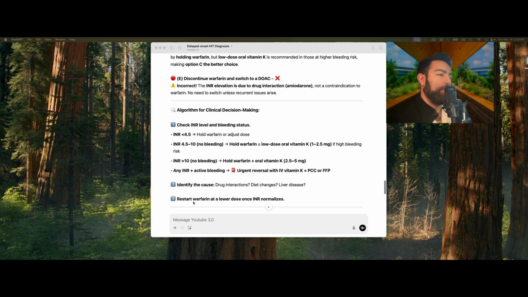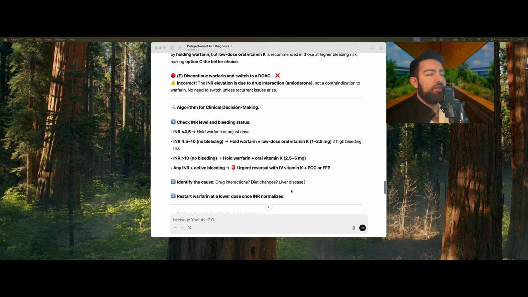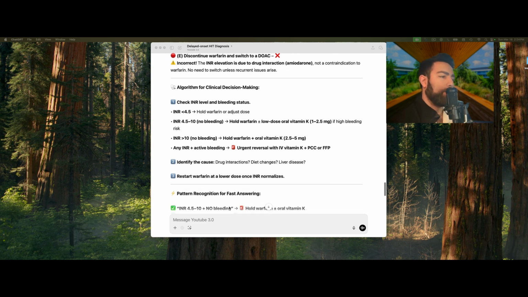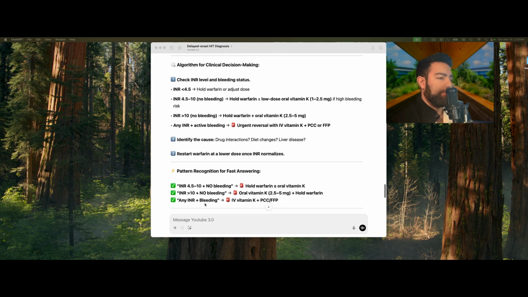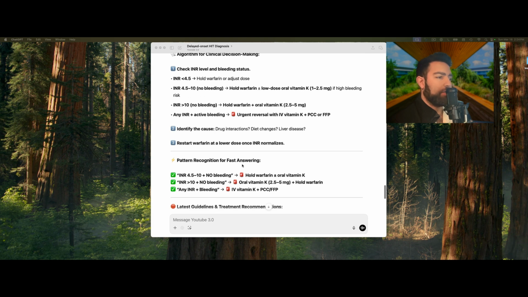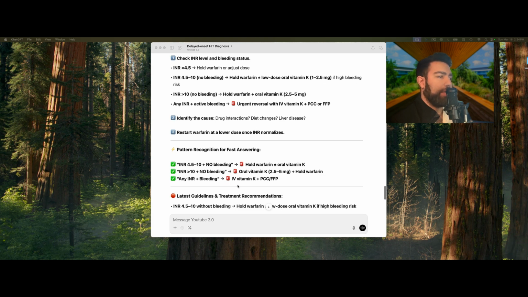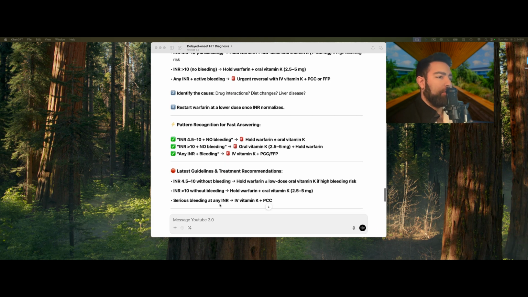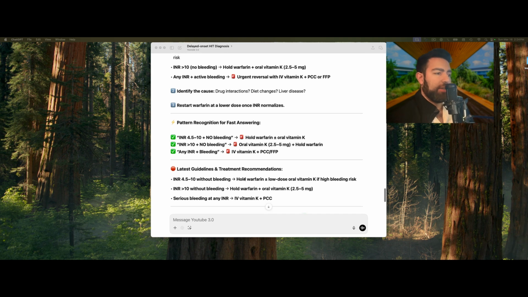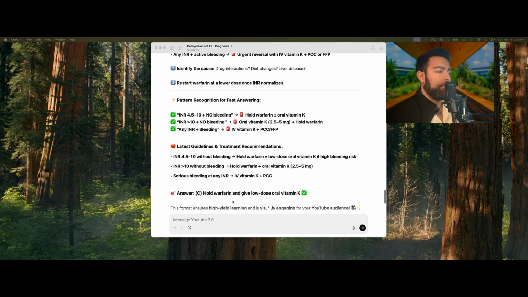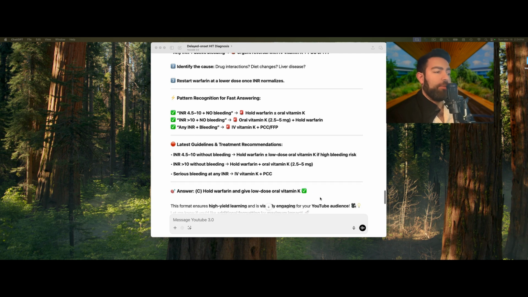What is causing it? Is it a drug-drug interaction? Is there a liver disease? Are there any dietary changes which could cause vitamin K deficiency? Restart warfarin at a lower dose once INR normalizes. Okay. And then right here, this just puts it all back together for a better visual presentation. The guidelines, again, I agree with what we just talked about. And the answer is hold warfarin and give low dose oral vitamin K.